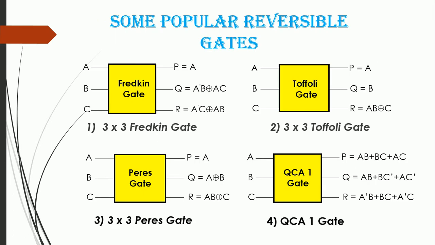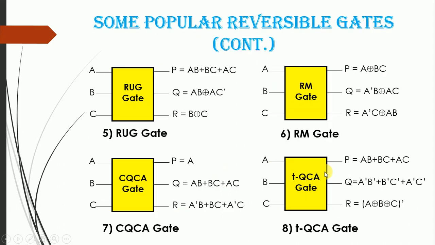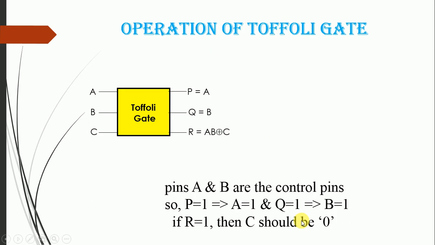Then moving on to some popular reversible gates, we have first the Fredkin gate, Toffoli gate, Peres gate, and QCA gates. Then other gates like RUG gates, RM gates, CQCA gates and TQCA gates. Then moving on to the operation of the Toffoli gate, it is defined in this manner. For inputs A, B, C, we have outputs P, Q, R, where P is equal to A, Q is equal to B, and R is equal to AB XOR C.